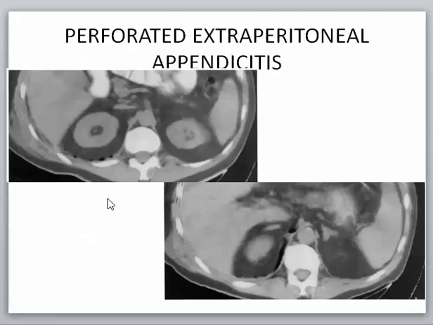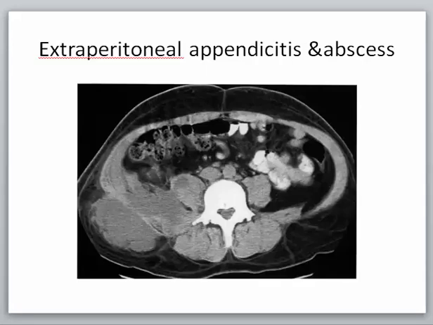Here are examples of appendicitis with extraperitoneal air, and the air is seen around the kidney or at the posterior pararenal space, extraperitoneal. Rare but can occur. Here another one, an extraperitoneal appendicitis with large abscess formation.